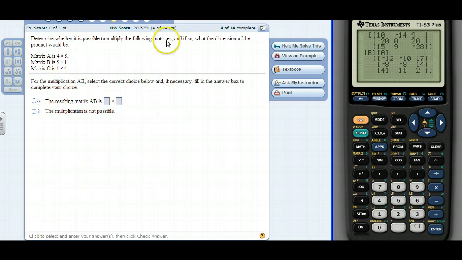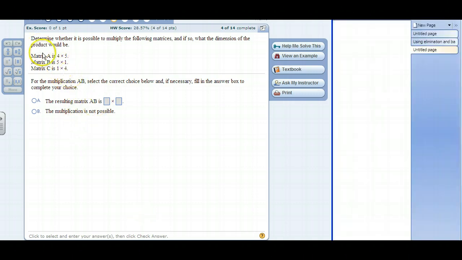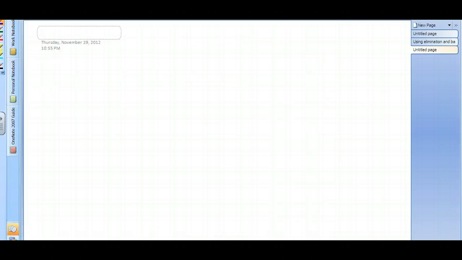Alright, this is question 7 in your homework. This is what I was talking about before. If we have A times B, A is a 4 by 5, B is a 5 by 1. So that's what we were talking about before. 4 by 5 multiplied by 5 by 1.